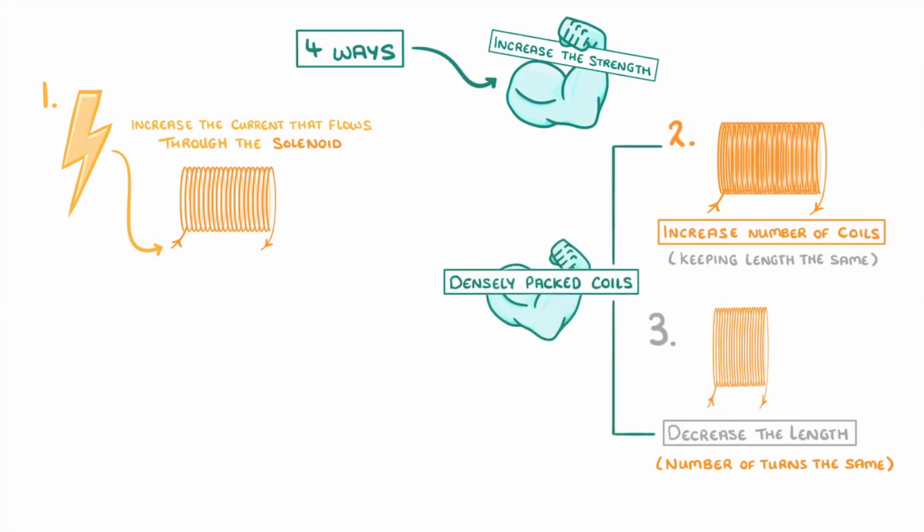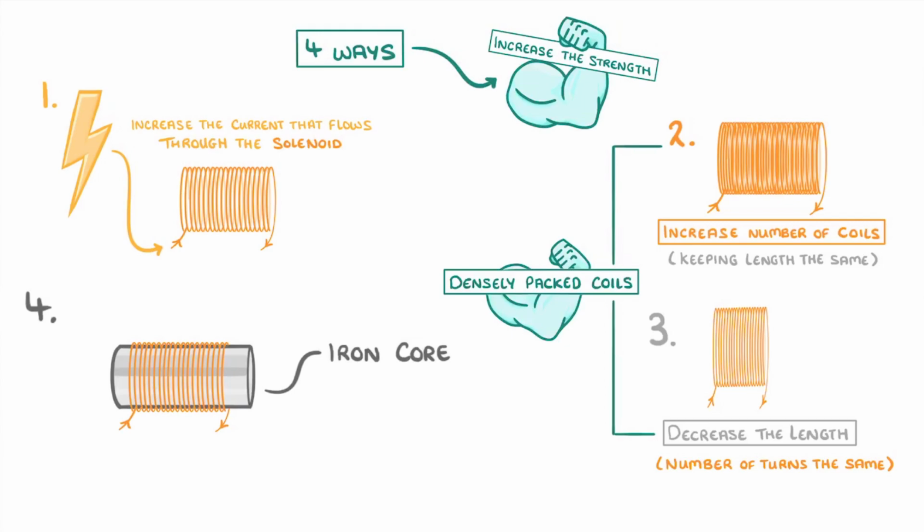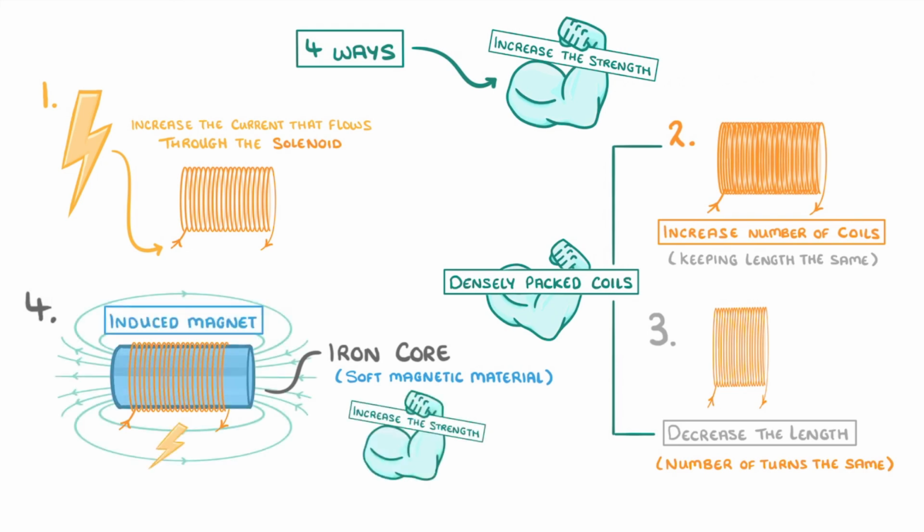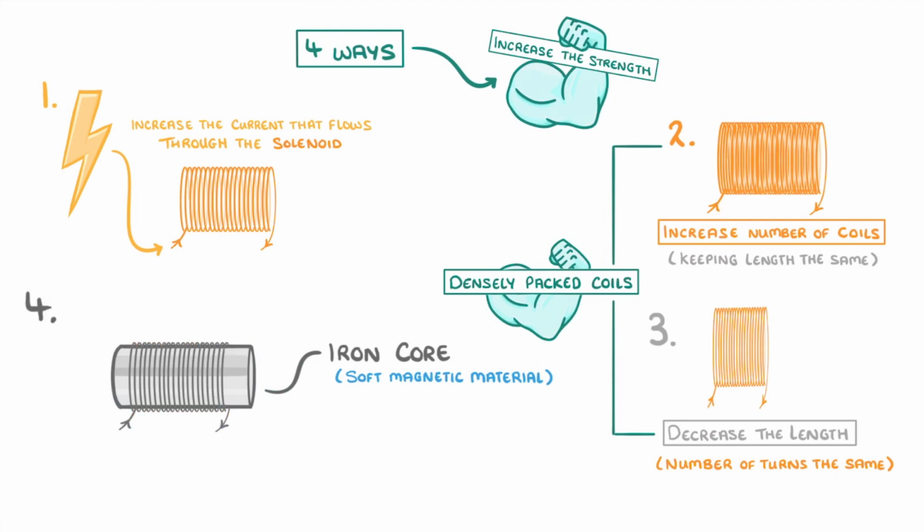The last thing we can do is add an iron core to the inside of our solenoid. As iron is a soft magnetic material, it will become an induced magnet when the solenoid is switched on, which will massively increase the strength of the electromagnet's magnetic field. But importantly, it will also lose its magnetic field as soon as the current is turned off.